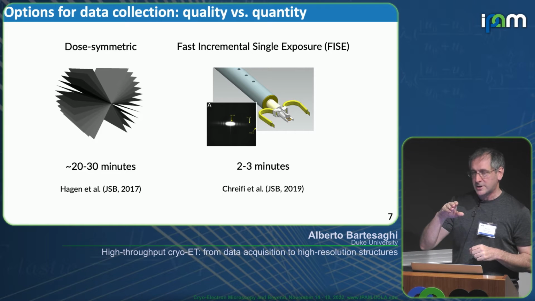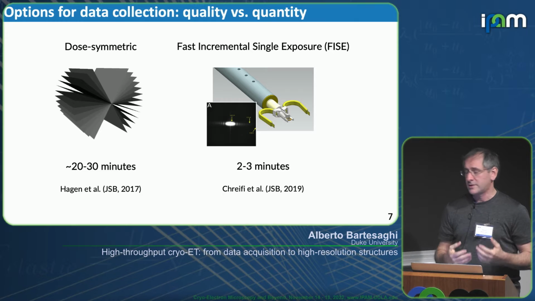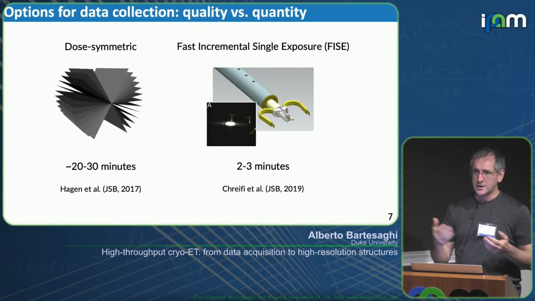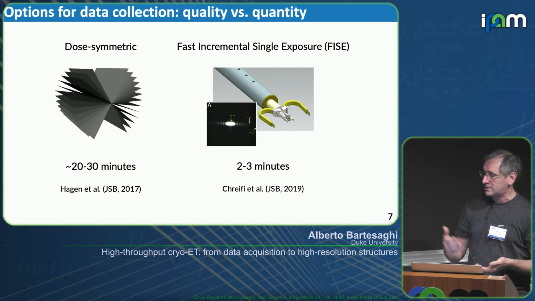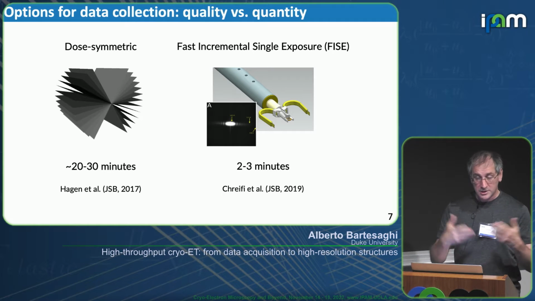This is continuous tomography, or fast incremental single exposure, that Grant's group came up with. And you can collect data really, really quickly. You can cut down by a factor of 10, and in 2 to 3 minutes or even less, depending on the conditions, you can get a tilt series.